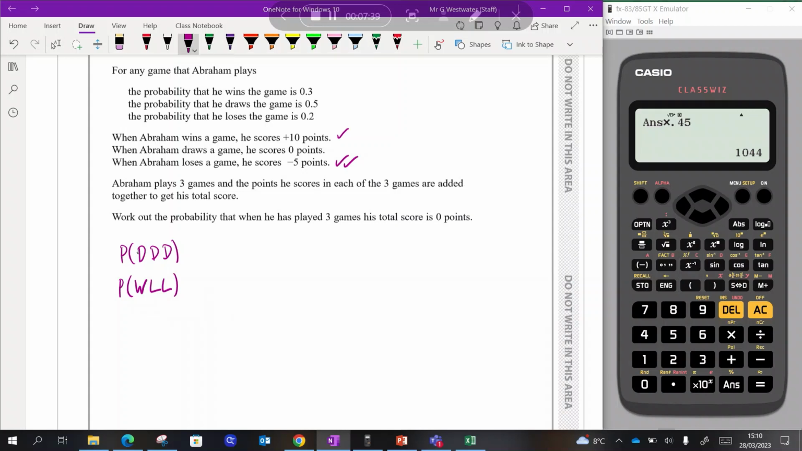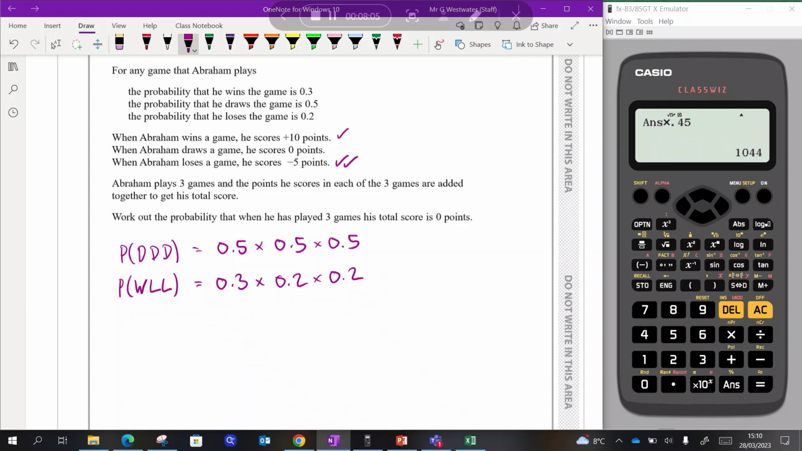So the probability of drawing is going to basically be along the branches. It's going to be the probability of a draw. It's going to be 0.5, and then 0.5 again, and then 0.5 again. The probability of winning and then losing twice is going to be winning 0.3, losing 0.2, and then losing again.